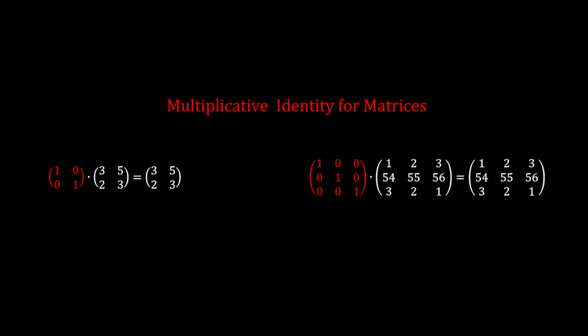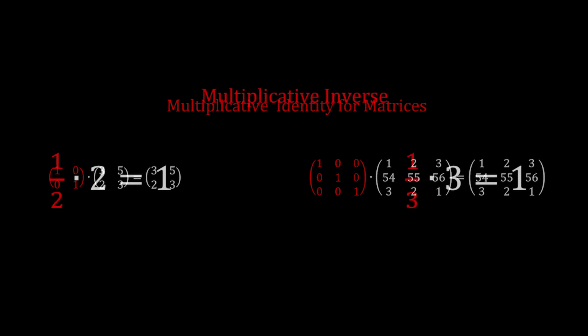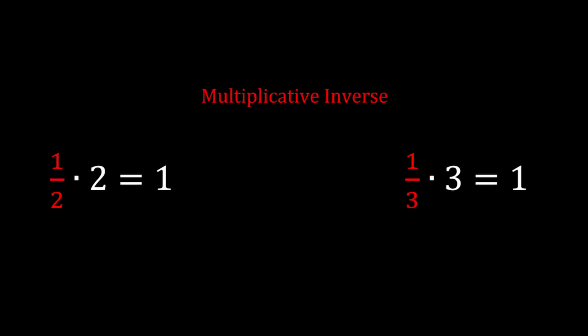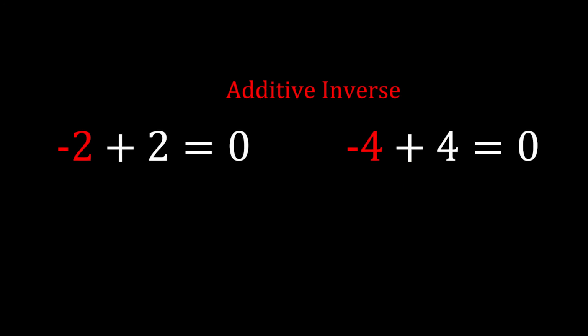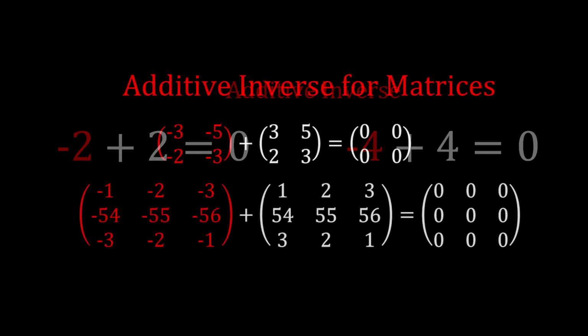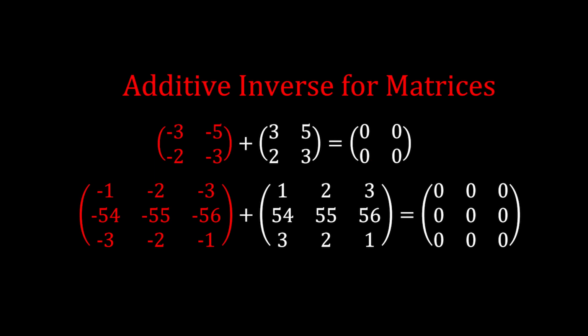The inverses are elements that take a number back to your identity. For example, 1/2 is the multiplicative inverse of 2, since 1/2 times 2 equals 1, the multiplicative identity. -4 is the additive inverse of 4, since -4 plus 4 equals 0, the additive identity. The additive inverse for a matrix can be found by taking the negative of each element. Adding this back to our original matrix, we can see we get our 0 matrix.